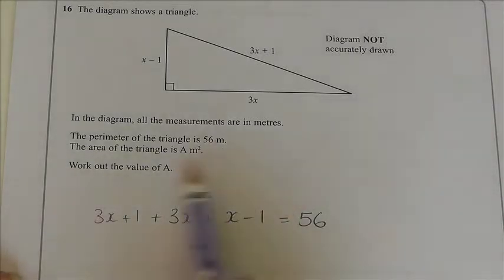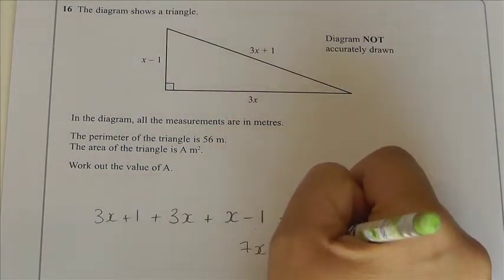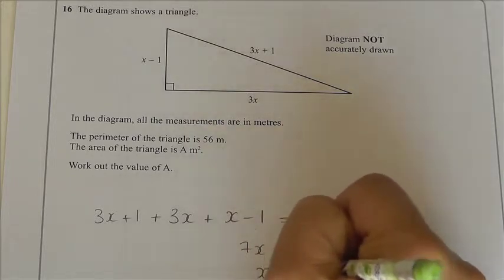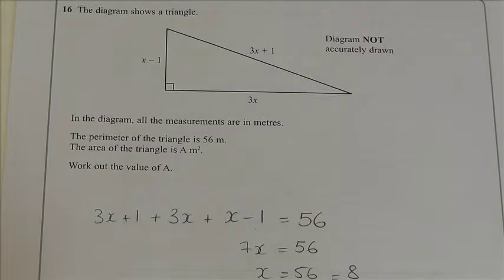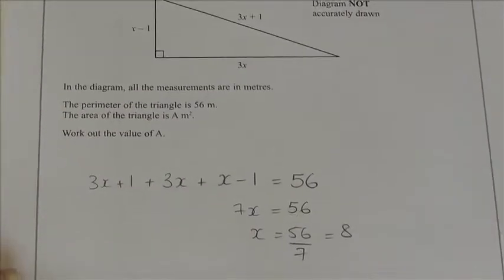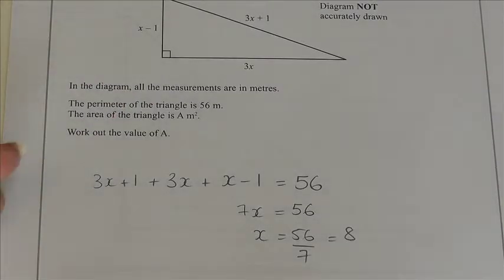I'm going to tidy up this side so it's a bit easier to deal with. So I've got 3x, 3x and another x, which is 7x, and I've got 1 minus 1, which cancel each other out. So 7x equals 56, and therefore x is the result of 56 divided by 7, which is 8. Once I know that x equals 8, I can find out the side lengths of the triangle, put them back in and calculate the area.